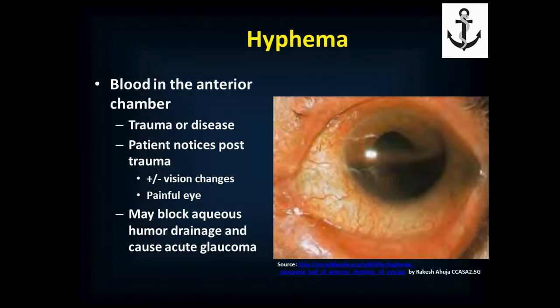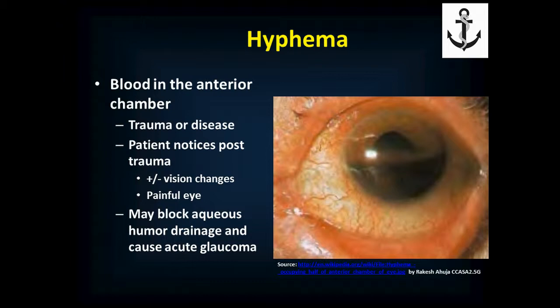A hyphema is blood in the anterior chamber. You look at this patient's eye and you can see the top of the iris, it's brown, the eye itself is injected, it's red, and the bottom half of the eye covering the pupil is full of a dark red substance, and that's blood. So this can happen from trauma or from disease.